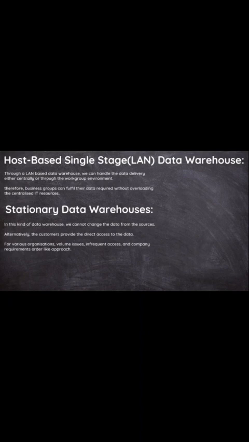Stationary data warehouse. It is the fourth type of data warehouse. In this kind of data warehouse, we cannot change the information or data from the sources. Alternatively, the customer provides direct access to the data for various organization, volume issues, infrequent access, and company recommends order-like approach.